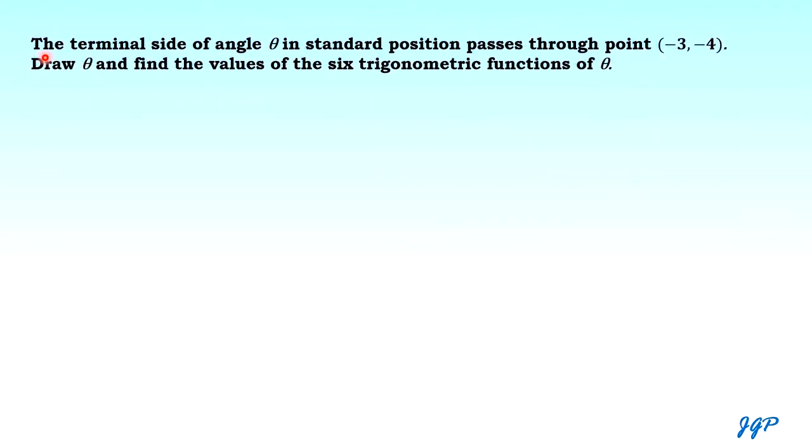So let's have the first example. The terminal side of angle theta in standard position passes through the point (-3, -4). Draw theta and find the values of the 6 trigonometric functions of theta. If you're given a point and then you're asked to give the 6 trigonometric functions, the first thing that you must do is to plot this point on our Cartesian plane and create your triangle.